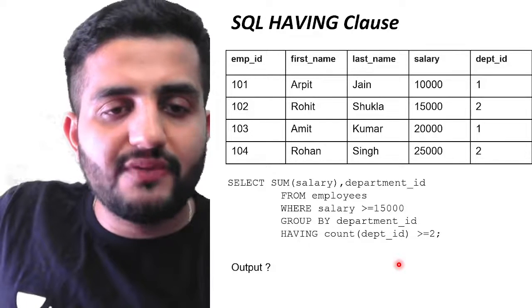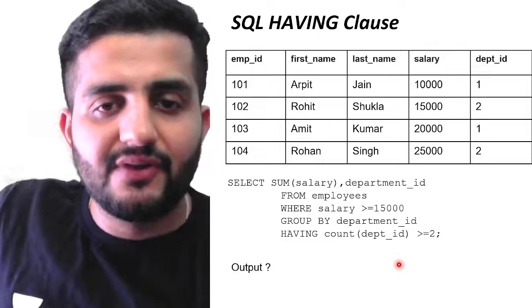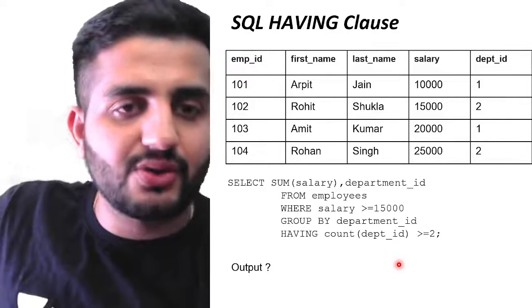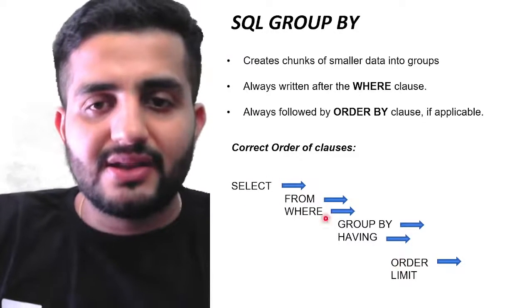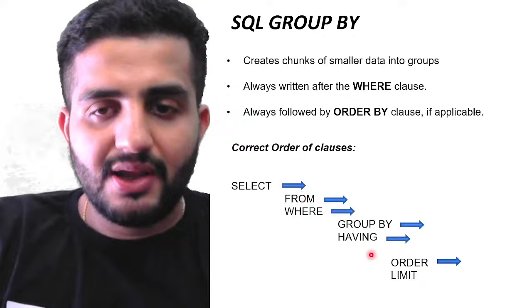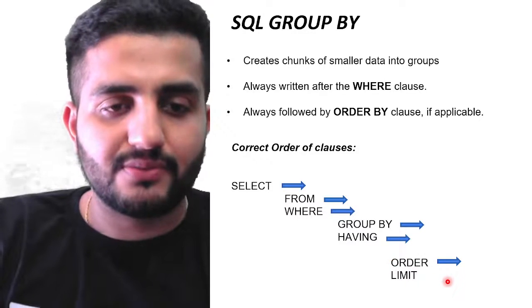नहीं, हैविंग इज ऑलवेज एग्जीक्यूटेड आफ्टर वेयर. सबसे पहले वेयर एग्जीक्यूट होगा एंड देन ग्रुप बाय एग्जीक्यूट होगा एंड देन हैविंग एग्जीक्यूट होगा. आई हैव गिवन यू दिस क्लॉज का ऑर्डर. दिस इज हाउ इट विल बी प्रोसेस्ड. सबसे पहले वेयर प्रोसेस होगा, देन ग्रुप बाय प्रोसेस होगा एंड देन हैविंग, एंड देन उसके बाद ऑर्डर या लिमिट अगर है तो.